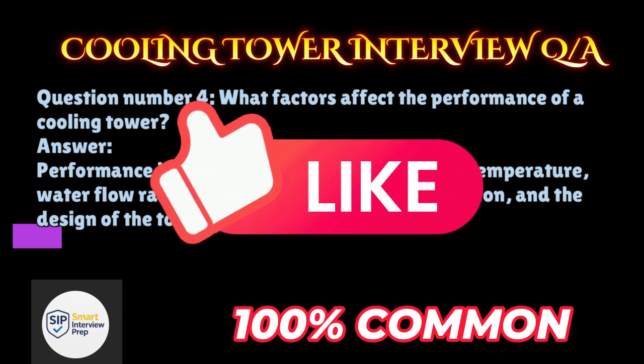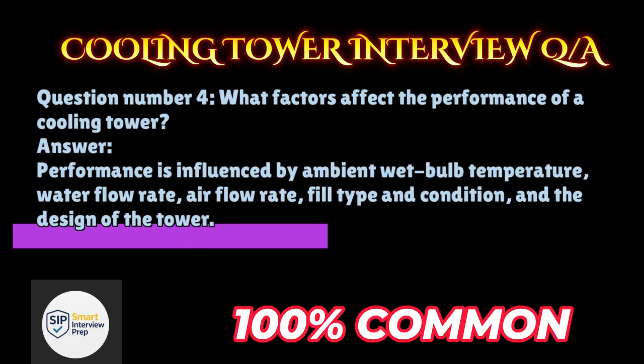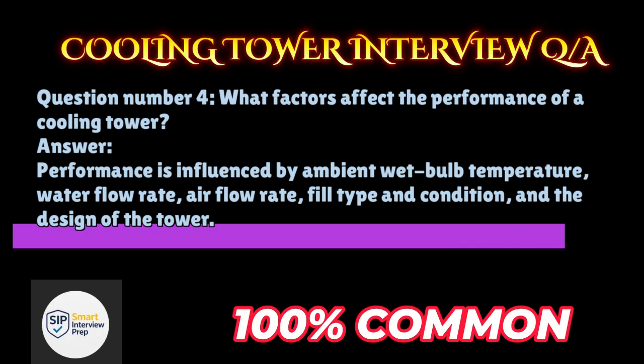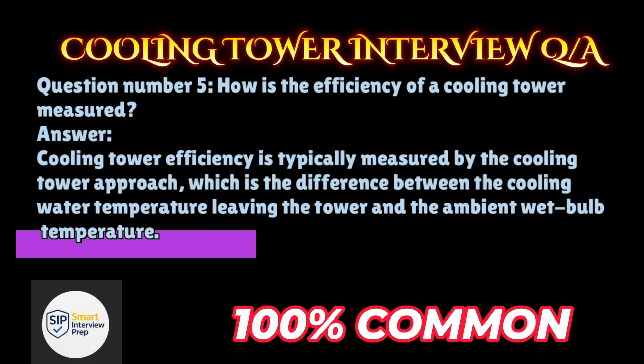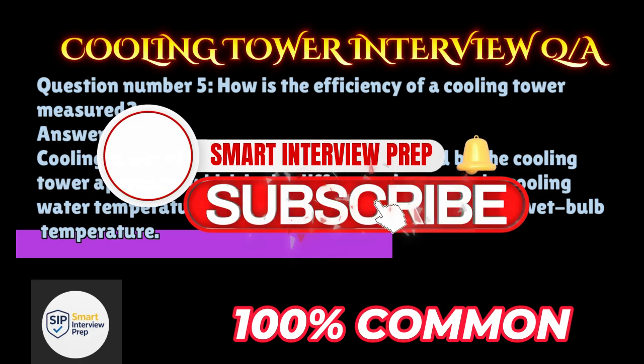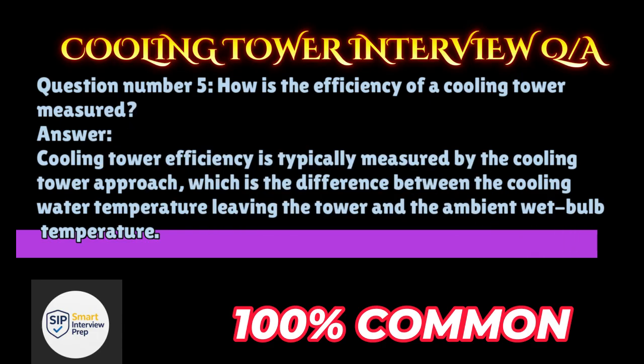Question number 4. What factors affect the performance of a cooling tower? Answer. Performance is influenced by ambient wet bulb temperature, water flow rate, air flow rate, fill type and condition, and the design of the tower. Question number 5. How is the efficiency of a cooling tower measured? Answer. Cooling tower efficiency is typically measured by the cooling tower approach, which is the difference between the cooling water temperature leaving the tower and the ambient wet bulb temperature.